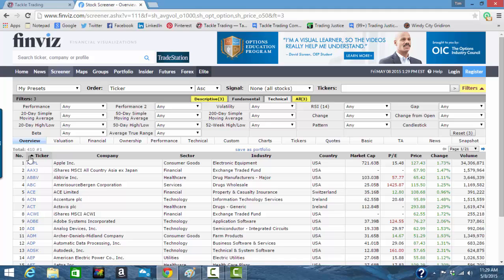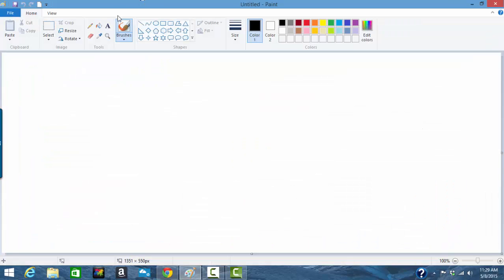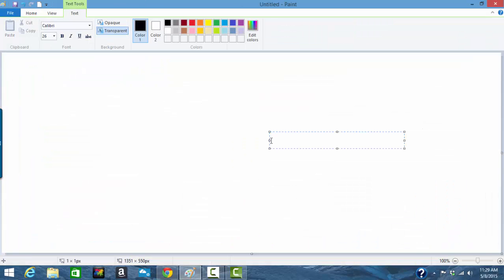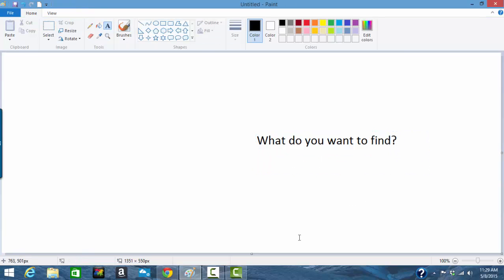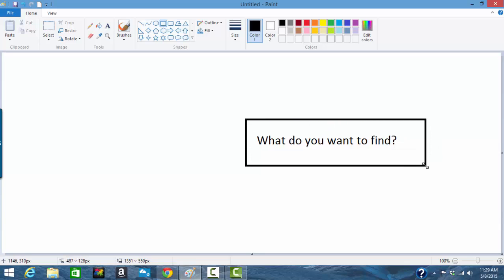So here's the technical tab. Now, to scan well, you have to know what you want. What do you want to find? That's actually an important question. People just start clicking buttons and they don't find very many good candidates and they wonder why. If you can't conceptualize in your mind's eye what you actually want to find, you're going to have a hard time scanning. For example, are you looking for a bullish stock?